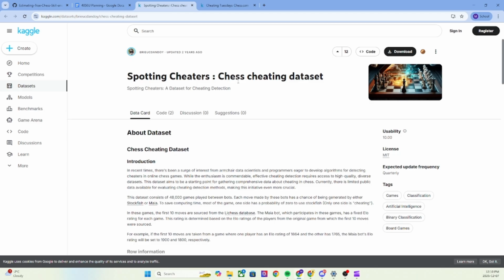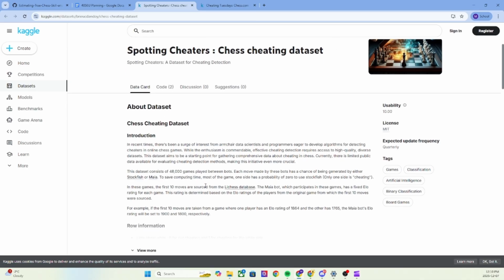The Spotting Cheaters chess cheating dataset contains engine-evaluated metrics such as centipawn loss. Centipawn loss is basically the accuracy of players' moves, and it helps with improving anomaly detection. These datasets are pre-evaluated by Stockfish, include best move match and complexity measures, and are also used for unsupervised autoencoders.